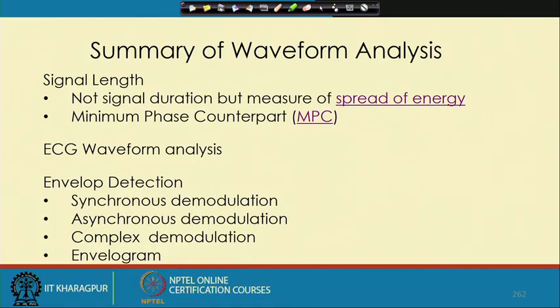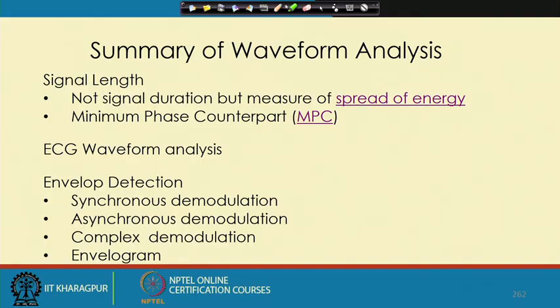Otherwise, what will happen is that where we have taken the P wave, a small error in that will change the phase of the signal, and because signal length is very much dependent on the phase, it will be disturbed by that noise. That is why, when we take the minimum phase correspondent, we get a much better result compared to the original signal.